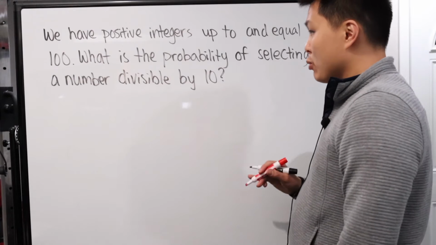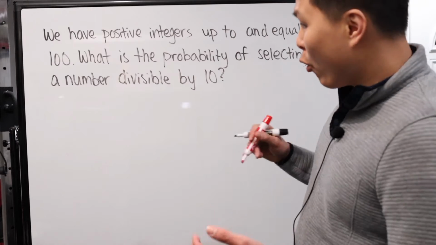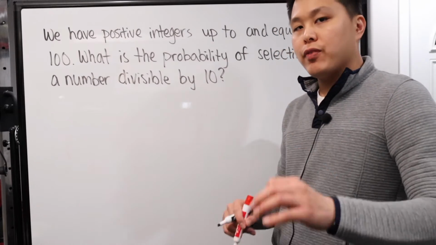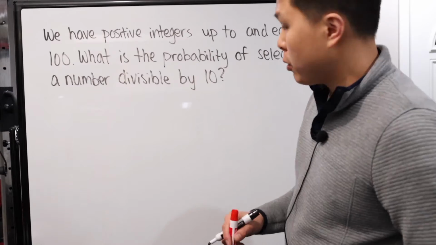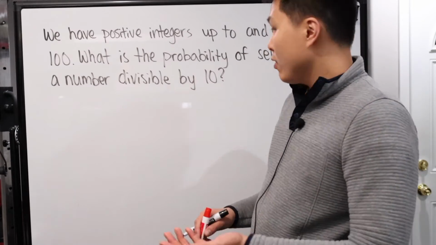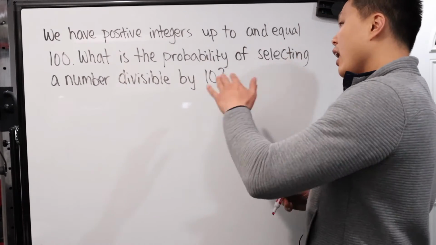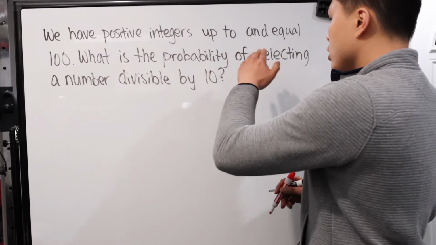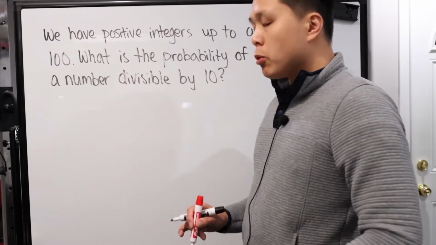All right, let's look at this one right here. As you can see, with more and more examples, I'm hoping that you can see where a lot of the different counting techniques come in, whether permutation, combination, and so forth. So let's look at this one. We have positive integers up to and equal to 100. What is the probability of selecting a number divisible by 10?